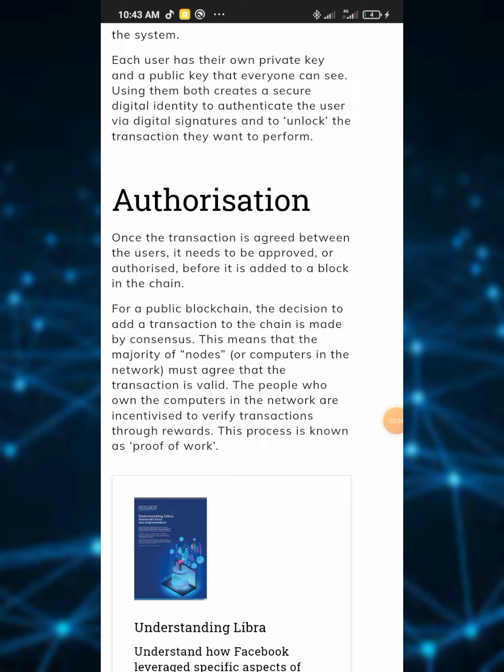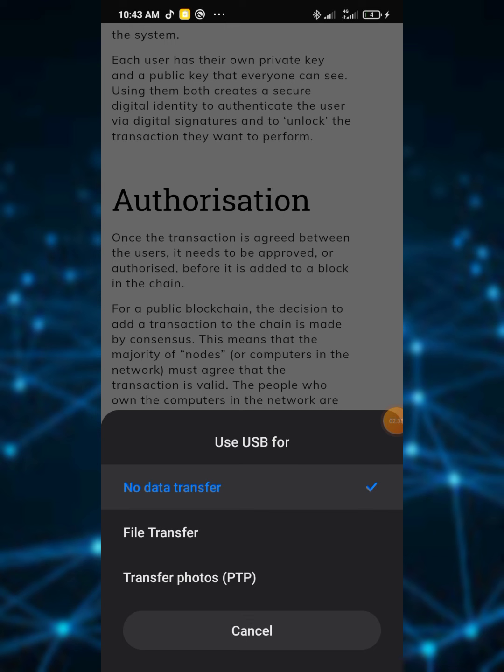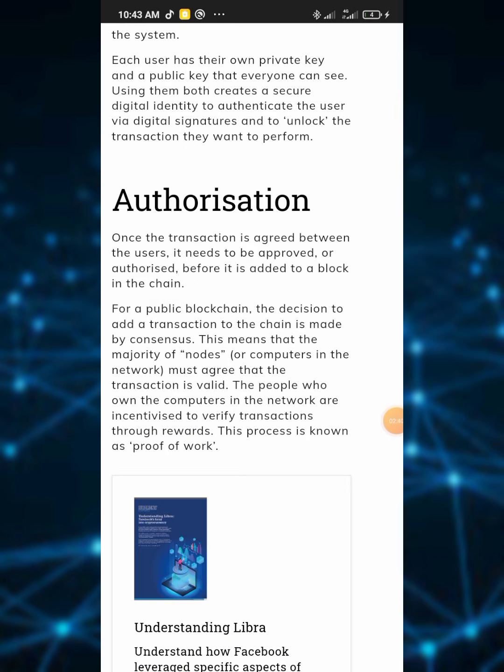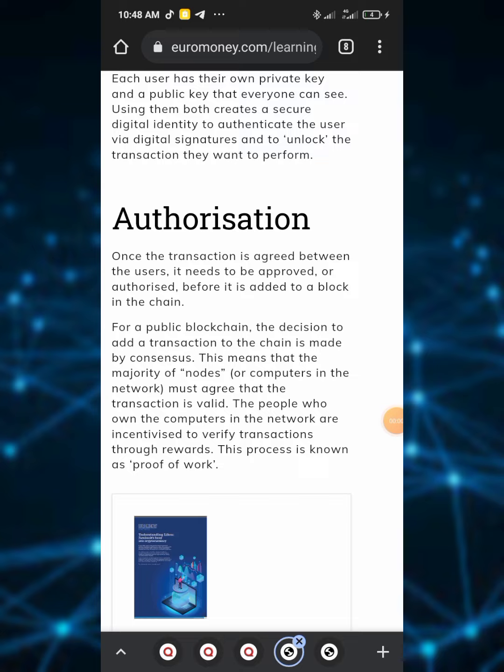All right, so this method is adopted in order to prevent alteration of information within the network. Okay, so the people who own the computers in the network are incentivized to verify transactions through rewards. Okay, so this whole process is known as proof of work.